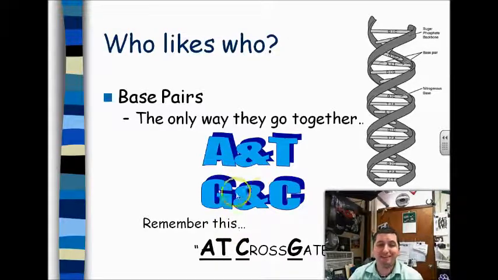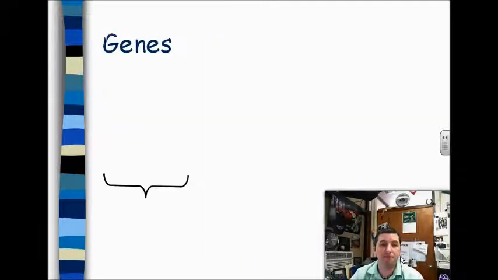So you get A, T, C, G. If you can't remember which one pairs with which one, use my hint at the bottom of the page: "At cross gates." A, T, C, G, right? A and T go together, C and G go together. Otherwise, if you put them all in alphabetical order, A, C, G, T, the A and the T, the farthest ones away from each other, go together, and the ones in the middle go together. So whatever hint works for you as far as that's concerned.